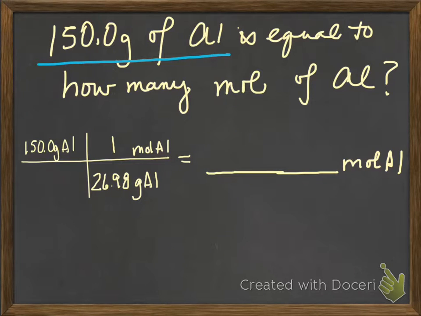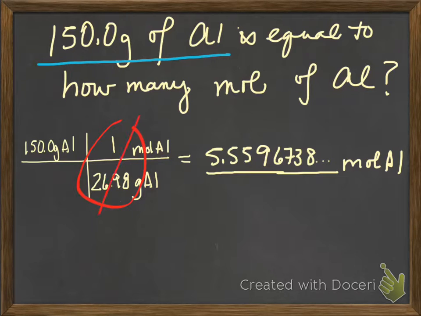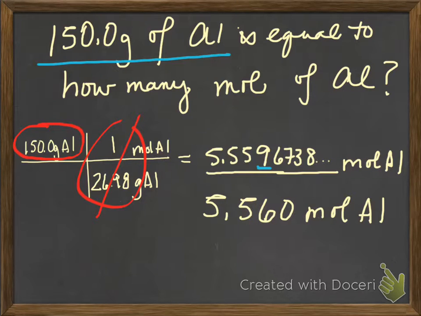So now it's a simple division problem. This gets us a raw answer of 5.5596738, and on and on and on. Now we have to look at how many sig figs we're allowed to have. Remember that sig figs are always governed by your given. So none of this stuff counts towards your sig figs. The only thing that's going to count towards your sig figs is the number that you were given to start with. And that has 4 significant figures in it. So your final answer can have 4 sig figs. We'll be going to here and rounding. That gives us 5.560 moles of aluminum for our final answer.